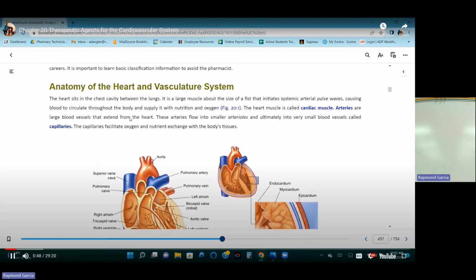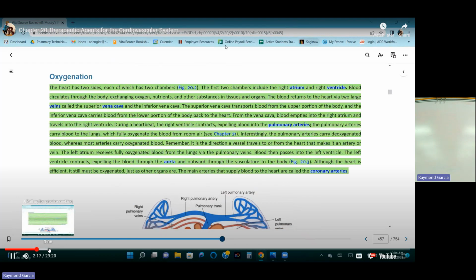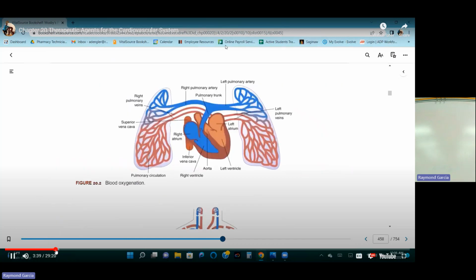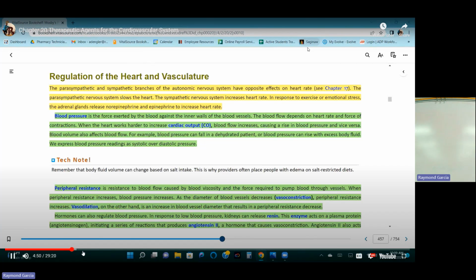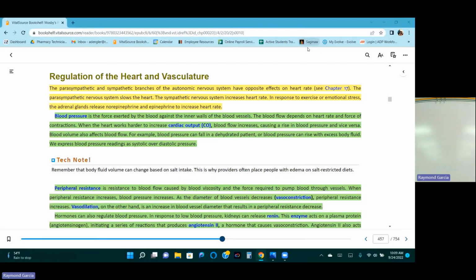The heart sits in the chest cavity between the lungs. It is a large muscle about the size of a fist. The blood returns through the superior vena cava and the inferior vena cava. We did all that in pathophys, so you can kind of see how it works throughout the lungs. The blood flow depends on heart rate and force of contractions. When the heart works harder to increase cardiac output, blood flow increases, causing a rise in blood pressure, and vice versa.